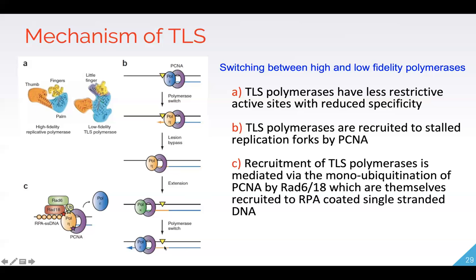And of course, in the process, they may insert the wrong base, and then it switches back to the normal epsilon until it encounters the next lesion, and so on and so forth. So one key step in this TLS for it to happen is that it's dependent on a particular modification that happened to the PCNA trimer.